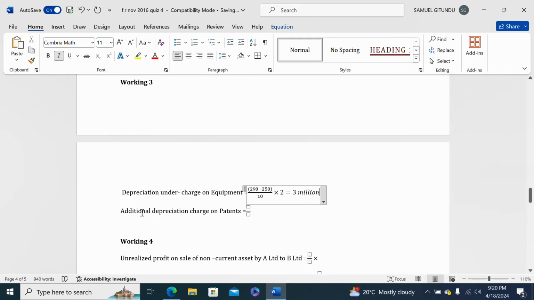Then we have the amortization under charge. Amortization, because patents are usually amortized. So amortization under charge.